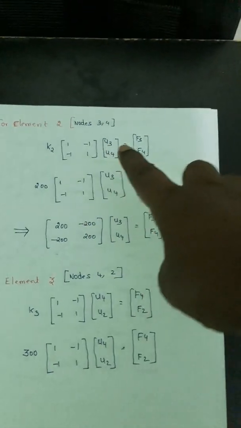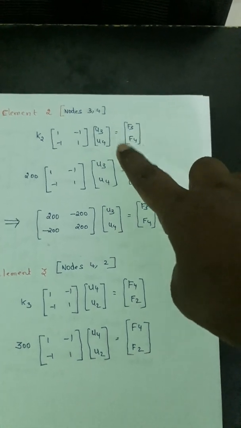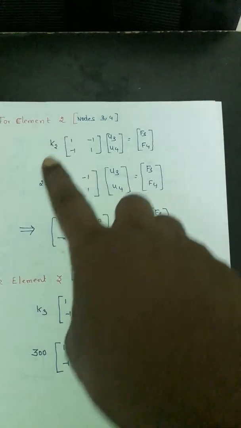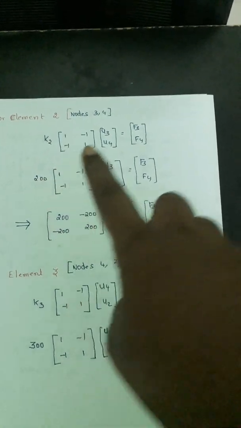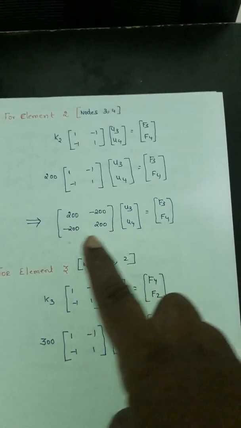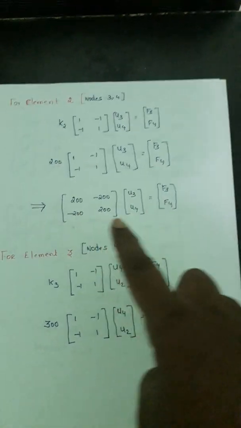Next I am going for element 2. Look at that, it is U3 and U4. I have written this equation, and K2 is 200 kilonewton per meter. Multiplying 200 inside everything, I get this equation.